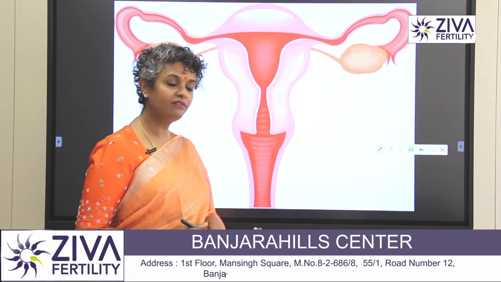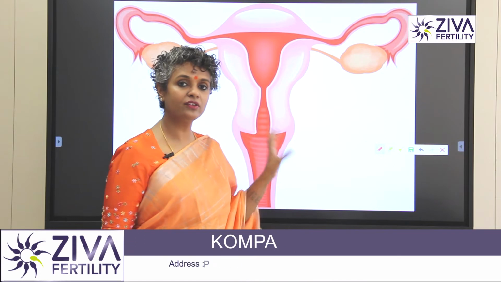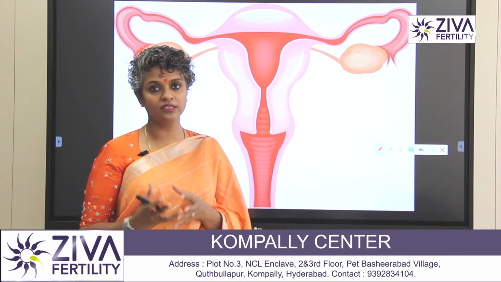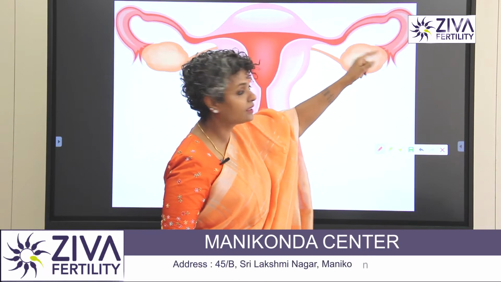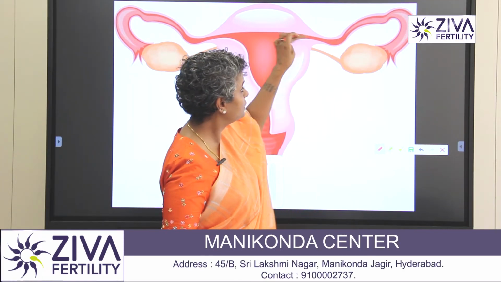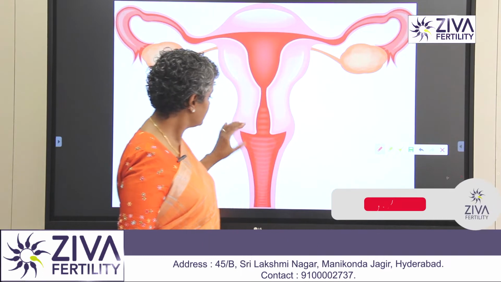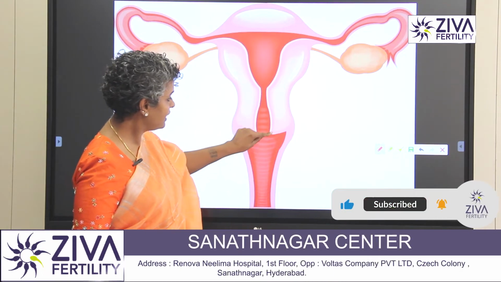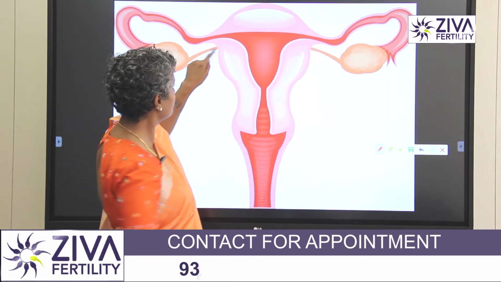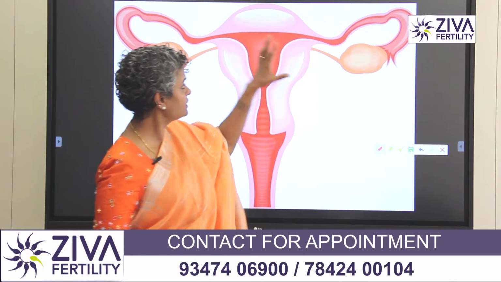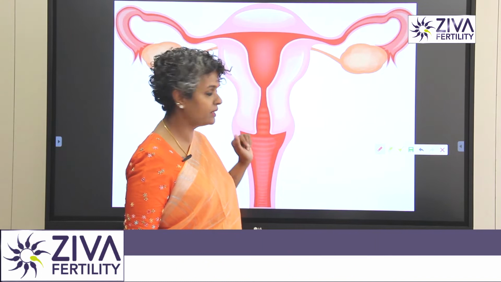Before we begin all that, we need to look at the female anatomy and try to understand how the uterus and ovaries are placed. This is the uterus. These are the tubes that are connecting the ovaries to the uterus. This is the cervix and this is the entrance of the cervix. And they are in pairs. So there are two tubes, two ovaries and one uterus. Can you see how it is placed?